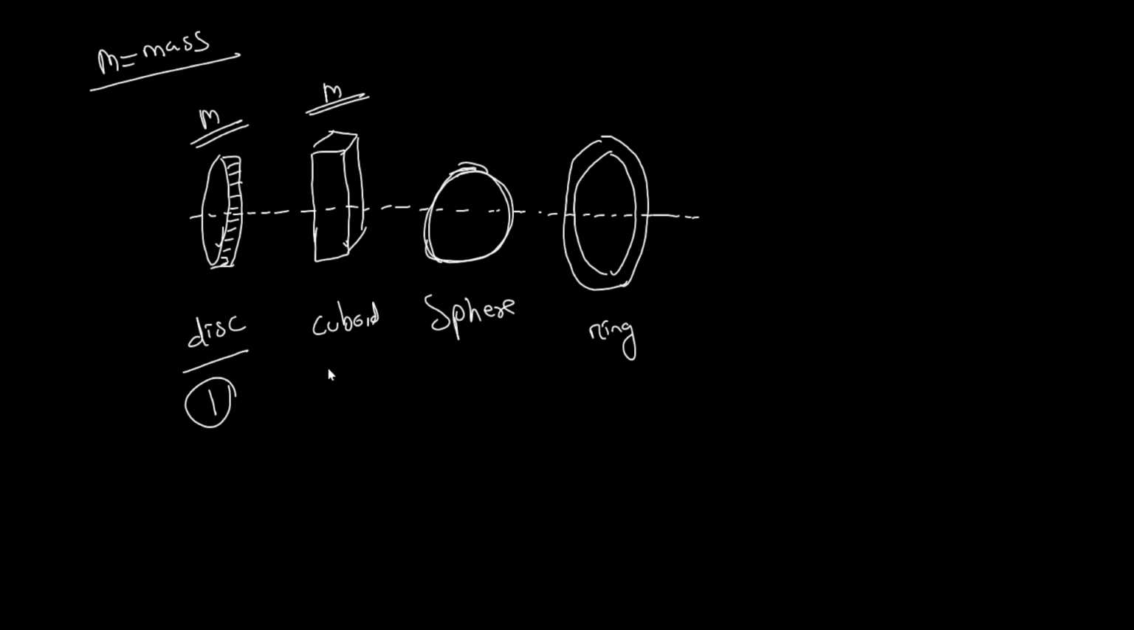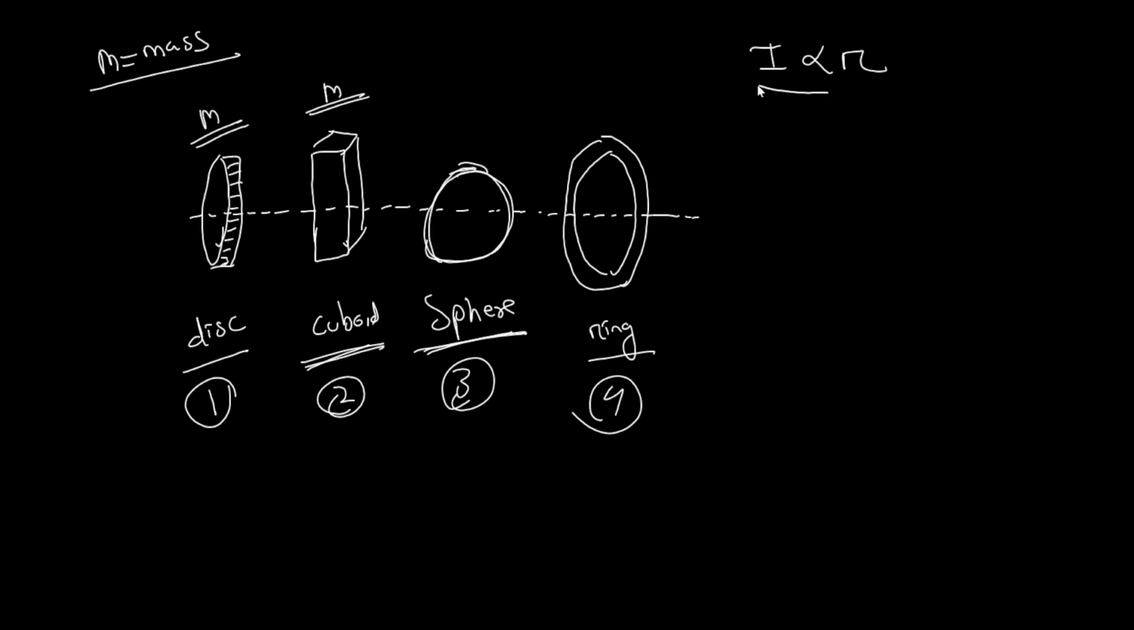For the same mass, can you say what will be the mass moment of inertia of figure number 1, number 2, number 3, number 4? Out of these four, in which case will the mass moment of inertia be more? See, the mass moment of inertia depends directly upon the radius. As the mass is distributed at a very long distance from the axis, the mass moment of inertia will increase.